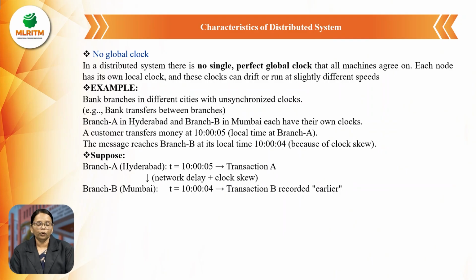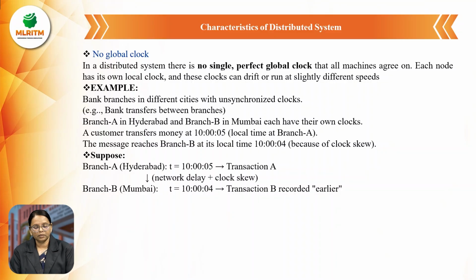The second one is no global clock. In a distributed system, there is no single perfect global clock that all machines agree on. Each node has its own local clock, and these clocks can drift or run at slightly different speeds. For example, bank transfers between branches in different cities with unsynchronized clocks: branch A in Hyderabad and branch B in Mumbai each have their own clocks.